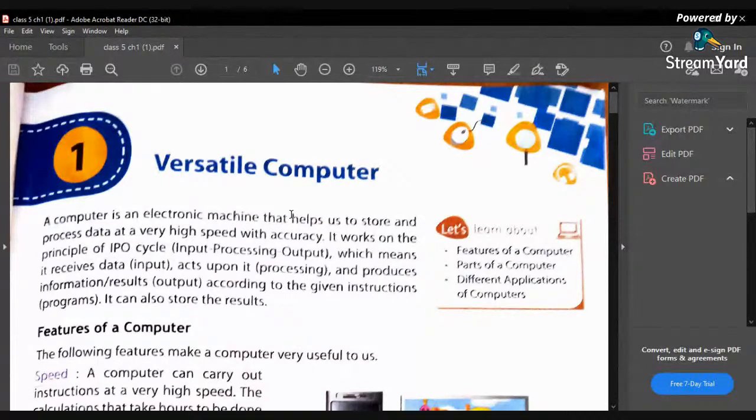Then student, now I discuss the features of the computer. The features of the computer are speed, accuracy, versatility, storage, diligence, and reliability. Now we discuss these points.